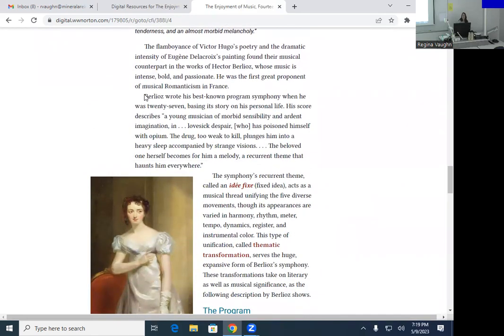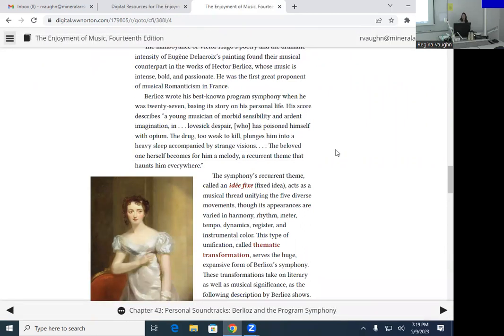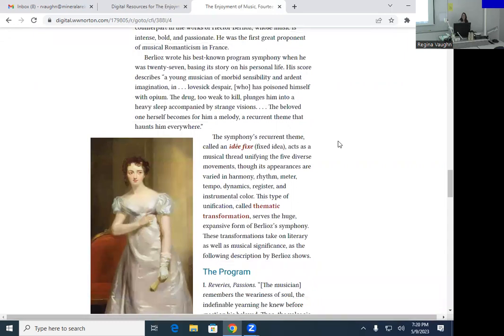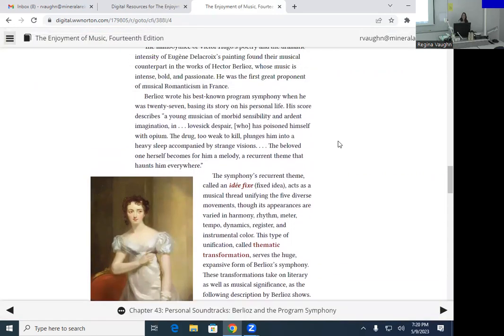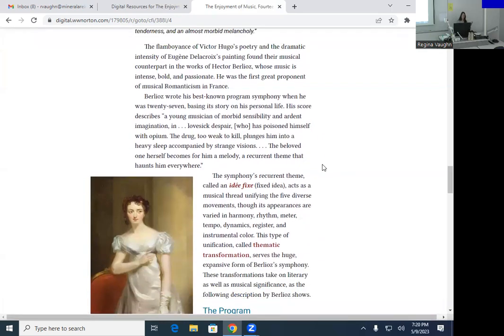So Berlioz wrote this symphony, which is his best-known programmatic symphony, when he was only 27, and he based it on a story from his personal life. These guys were falling in love all the time, and usually with people that they couldn't have or that they shouldn't have. And being, you know, romantic, the romantic sensibility of unrequited love: I love that woman and I can't have that woman and I want her to love me, but she doesn't. Oh my gosh, I'm gonna go throw myself into the Rhine River. That was very much a romantic kind of sensibility.